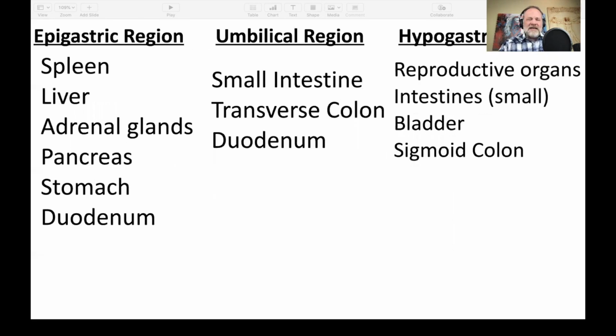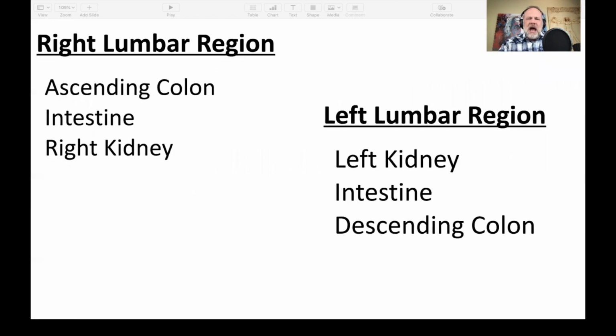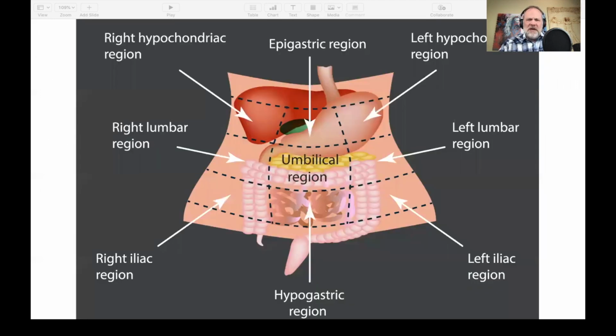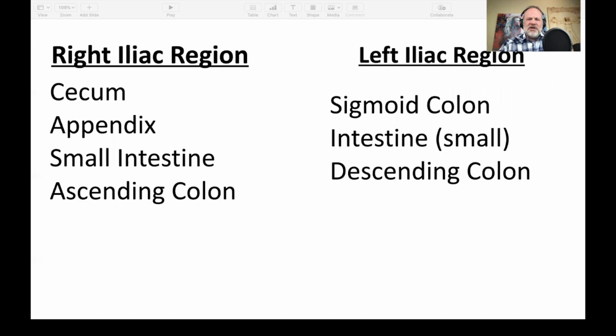But that's a lot. Oh, we're not even done. The epigastric region: the spleen, the liver, adrenal glands, pancreas, stomach, duodenum. Umbilical region: small intestines, transverse colon, duodenum. And the hypogastric region: the reproductive organs, the intestines, the bladder, the sigmoid colon. This is a lot of information. Boom, the 9 regions. What is inside of each 9 regions? So that is the quantity of the information.